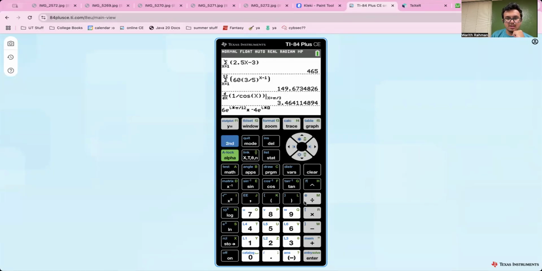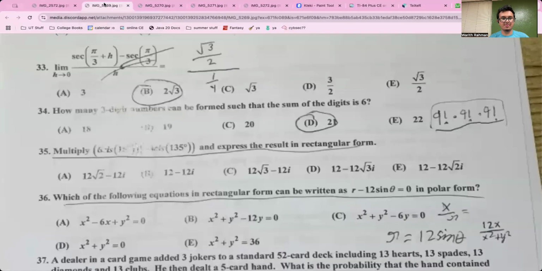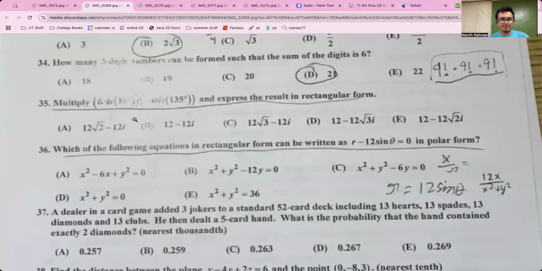So I times, what's 135? Should be 3 pi over 4. Okay, so we do this, and it actually converts into imaginary form for us. So we have a negative 12i. This 20.78, I believe this is 12 square root 3, but of course you should just bash this out. So you have 12 square root 3 minus 12i right here, C. Bingo.